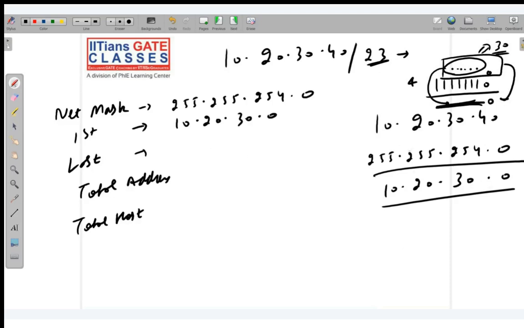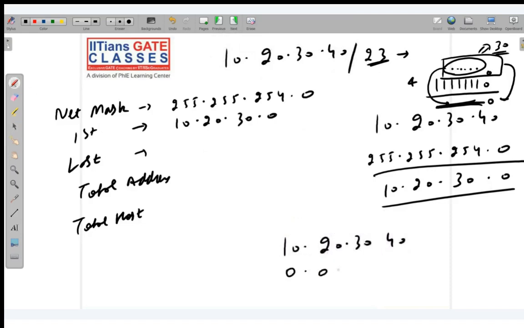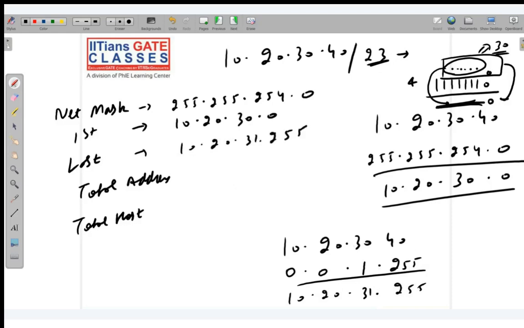Last address again is very easy. So you just NOT this and OR it with the given IP address. So I will take this and OR it with this. Okay, so what I will get is 10.20, series of 1s, and here 30. So obviously what we will get is 31. Try to imagine yourself, you will get the answer, and here 255. So 10.20.31.255.